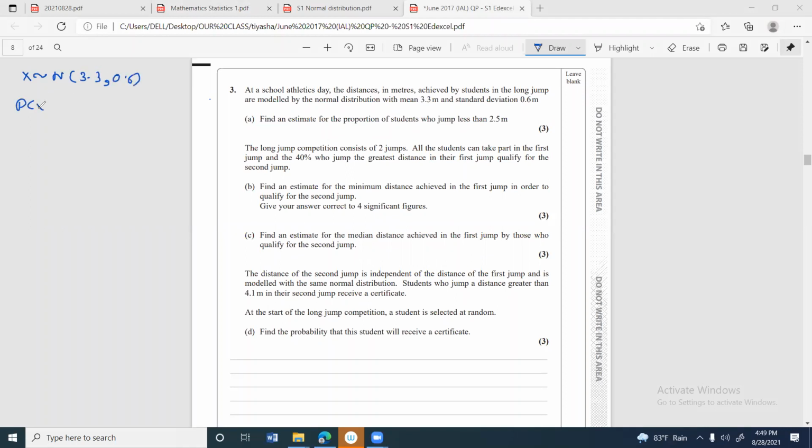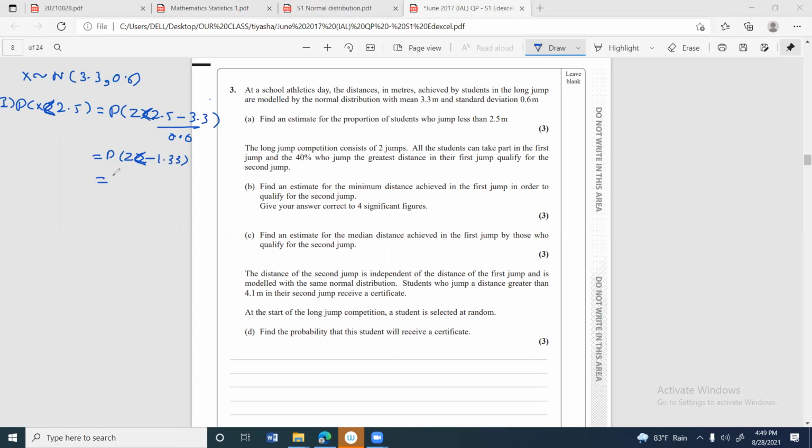Over here, I'll just quickly do it with the normal distribution of 3.3, 0.6. So the first probability is X greater than 2.5. So make them into standard normal. Z is greater than (2.5 minus 3.3) divided by 0.6. So this turns into the probability of Z is greater than minus 1.33. Sorry, I just made a mistake. It should be Z less than minus 1.33.